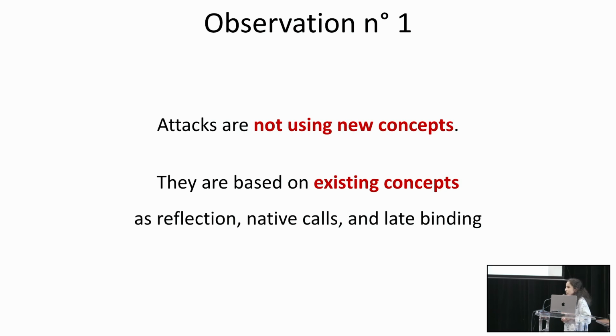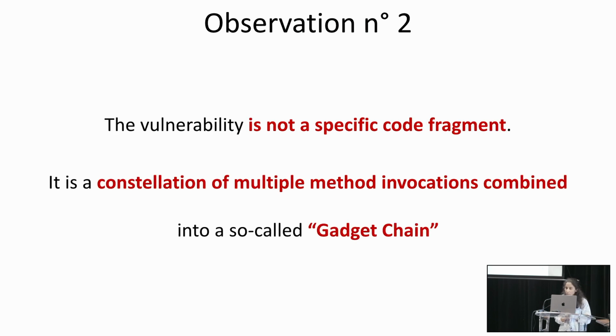After studying all these attacks, we have two main observations. The first is that the attacker is not using new concepts in his attacks. He's using just existing concepts, not inventing new extra things. The second is that the attacks happen because of vulnerabilities or weaknesses in the code, and these weaknesses are not localized in only one part of the code. They are distributed in many places. That's why we call it a constellation of many method invocations that communicate to form what we call a gadget chain, distributed in many places of the application.